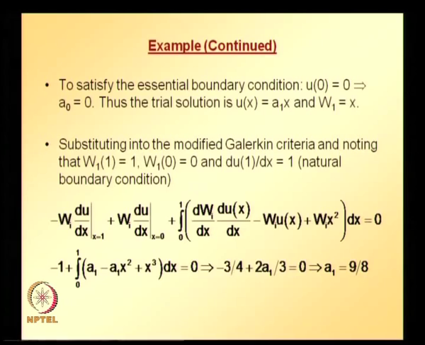The first equation is reproduced, whatever equation we have earlier, and into that equation all this information is substituted, that is w1 evaluated at x is equal to 1 is 1, w1 evaluated at x is equal to 0 is 0, derivative of u evaluated at x is equal to 1 is 1. Carrying out the integration, you will get one equation and one unknown. You can solve for the unknown coefficient a1. Once you get a1, you can back substitute it into the trial solution, then you get the approximate solution for this problem.